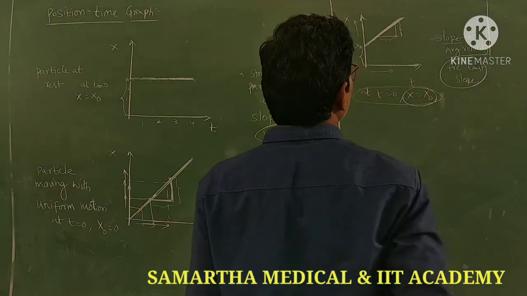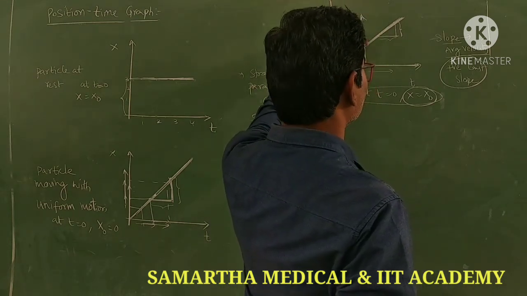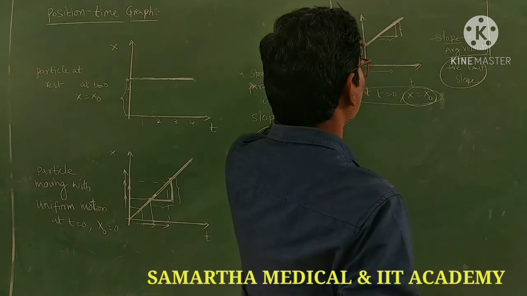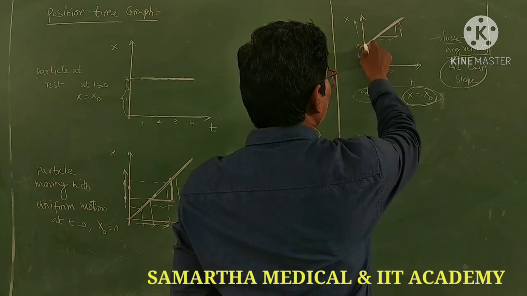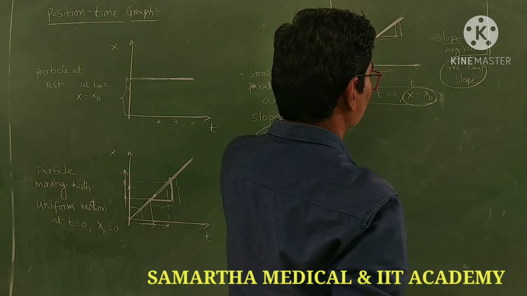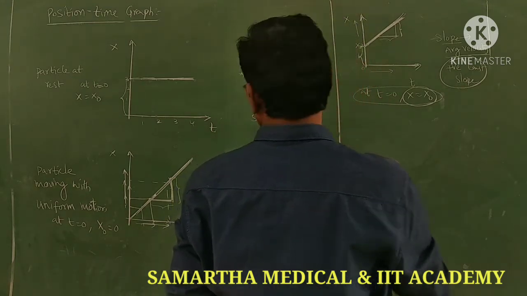Next, this is the condition. The particle starts from an initial position, which is not the origin. So it has some initial position. From this initial position, like 0, 1, 2, after 2 meters, the position of the particle is increasing like this. So like this it is represented. Next, go to another one.